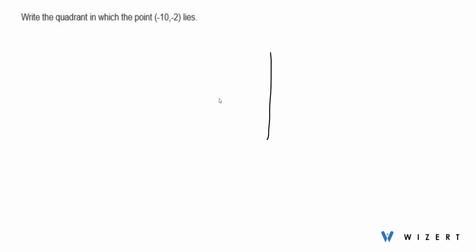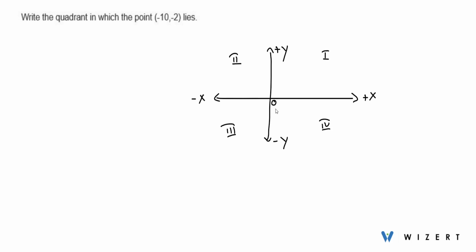So this is the y-axis, positive y-axis, and over here we have the negative y-axis. Towards the right side we have the positive x-axis, and towards the left side we have the negative x-axis. Now this is quadrant number 1, this is quadrant number 2, this is quadrant number 3, and finally this is quadrant number 4, and over here we have the origin whose coordinate is (0, 0).